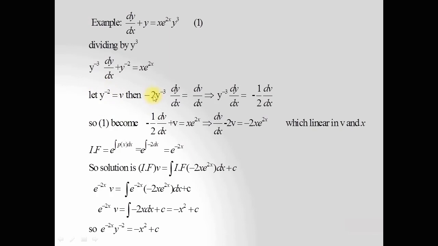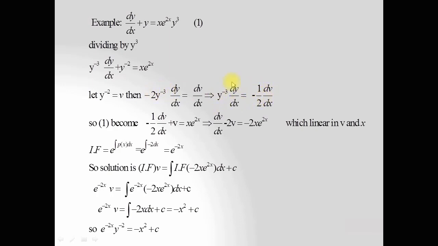So using the power rule, minus 2 y power minus 3, again the derivative of the base, dy by dx, is equal to dv by dx. To find the value of y power minus 3 dy by dx, since on the left-hand side we have y power minus 3 dy by dx, the value of y power minus 3 dy by dx is equal to minus 1 over 2 dv by dx.